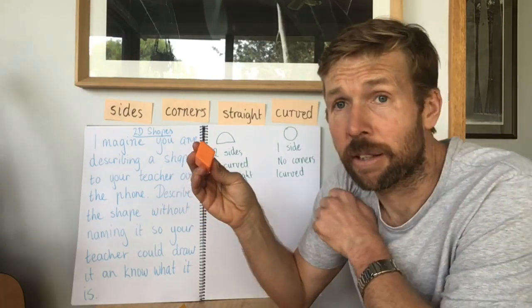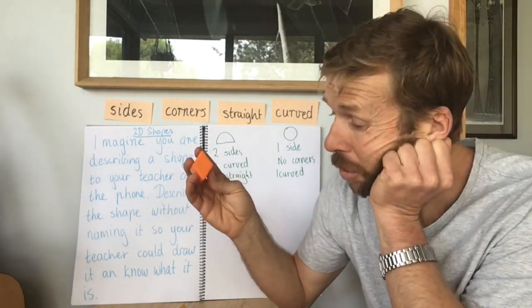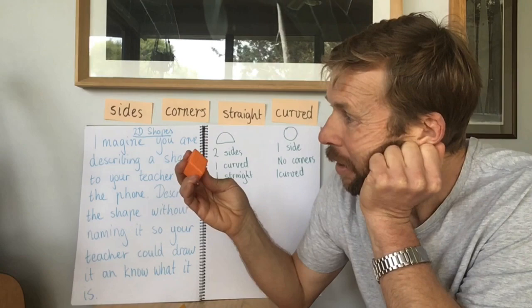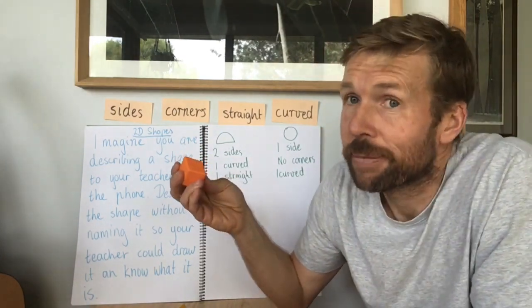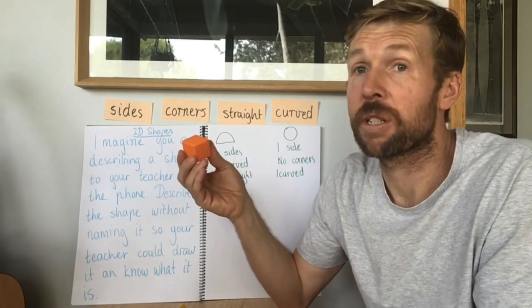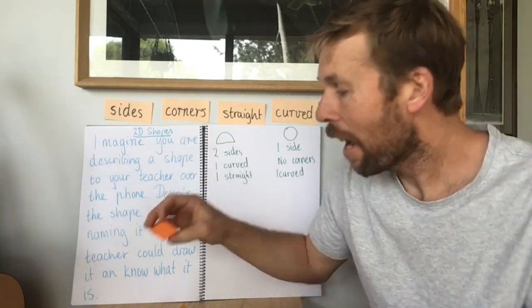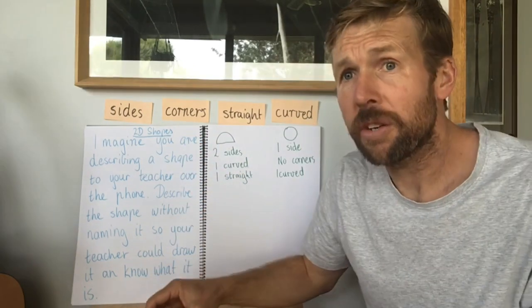It's got straight sides. Now that could also be another few shapes. Maybe you could say what it looks like. It looks like a diamond. Yeah, and then you could probably say, oh, it's a rhombus or something like that. So have a go at that. Try and do 5 or 6 shapes.